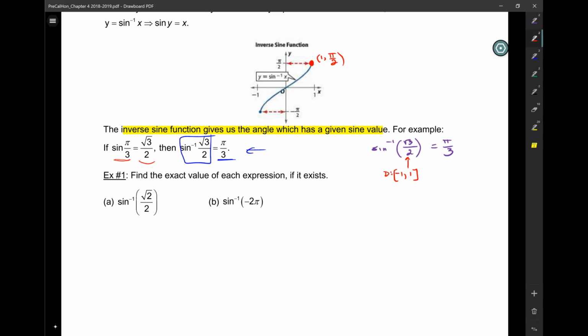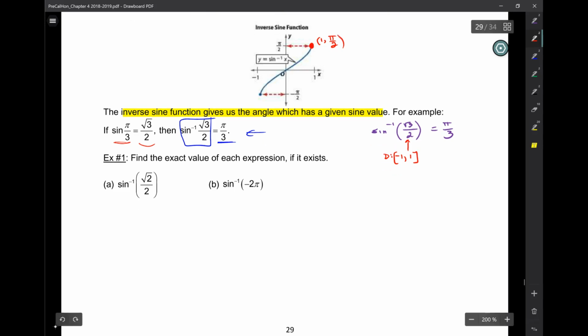All values on the unit circle? No, just from negative pi over 2 to pi over 2. Let's do a couple of examples. And then this is the range. That represents the range. So in this case, it's going to be from negative pi over 2 to pi over 2. So the answer, quote unquote, if you want to call it that, can only have values from negative pi over 2 to pi over 2.